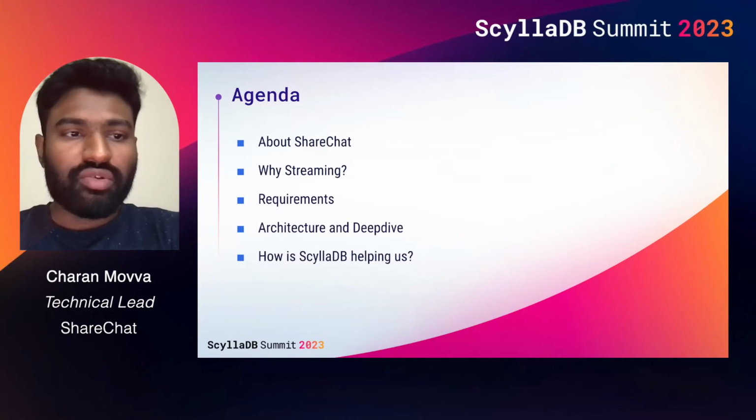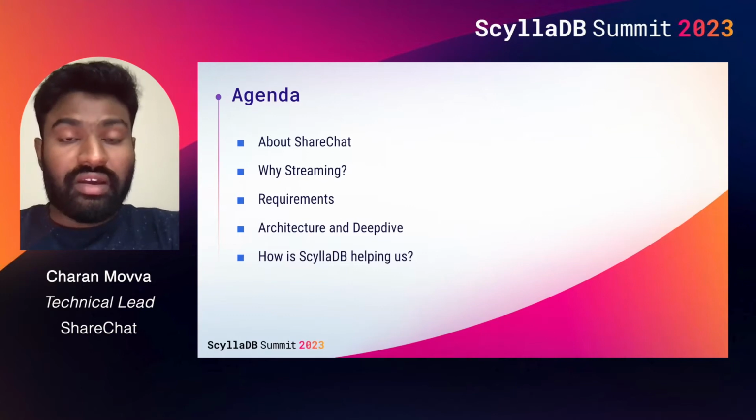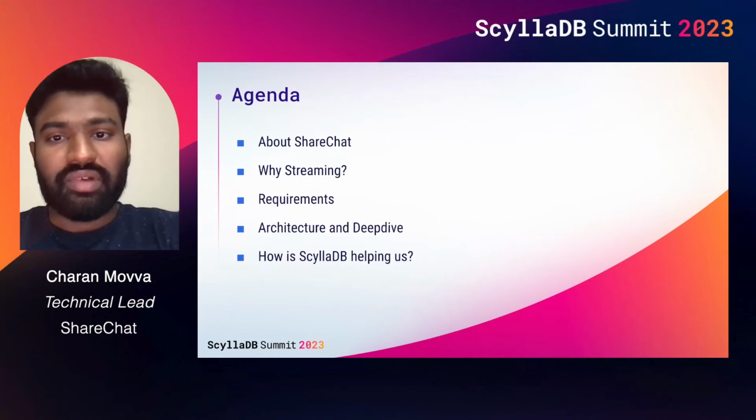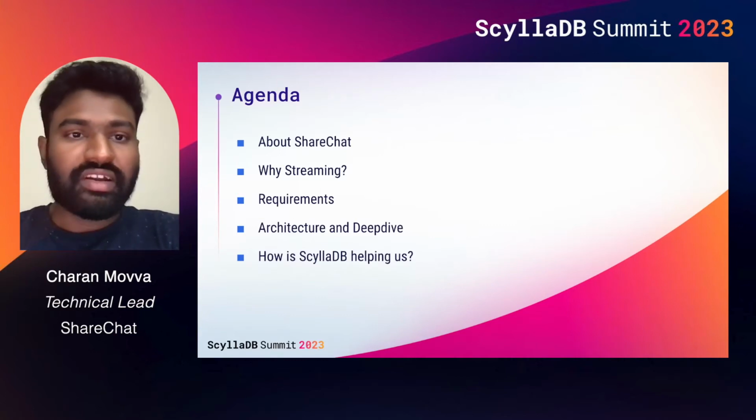As part of this presentation, I'll be covering how we at ShareChat are tackling the problem of engagement counters with Kafka Streams and ScyllaDB. Through this presentation, we'll briefly go over what ShareChat is, the scale at which we operate, and why we chose streaming as a solution. And a few requirements around the problem that we had, the architecture that we currently have in place, and a few internals around it, and how ScyllaDB is helping us solve a part of the problem, and our experience so far with ScyllaDB.